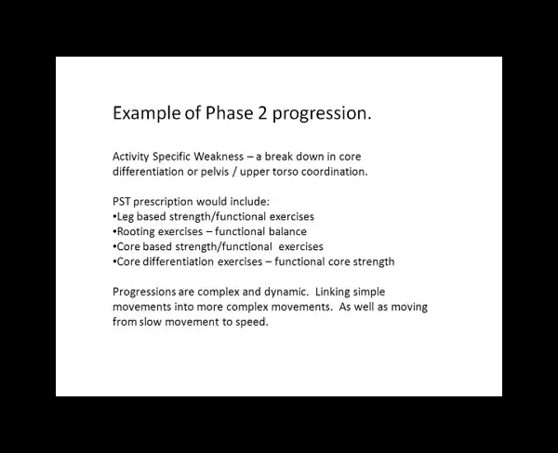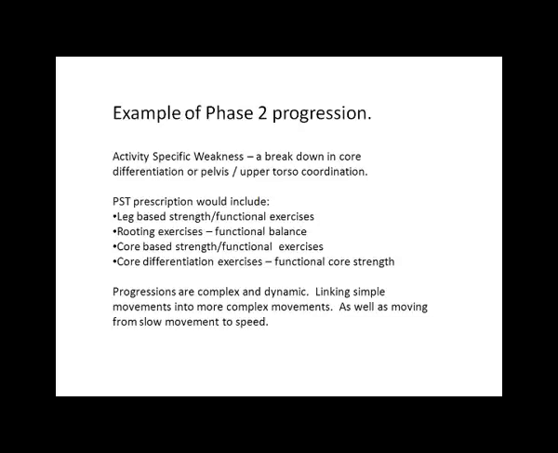Now we're going to stick with the activity-specific weakness being a breakdown in core differentiation or power and upper torso coordination. So we stay with the same idea, the same focus. Now what we're going to do is augment the more PST or activity-specific exercises with other types of exercises, not necessarily to replace the strength and conditioning, but to enhance the advancement of the motor development.